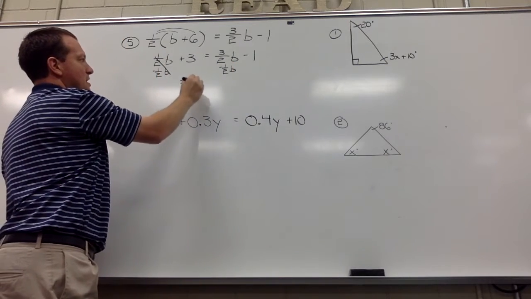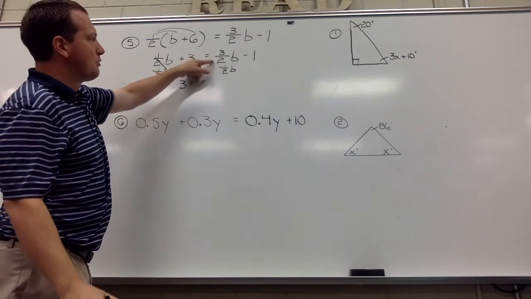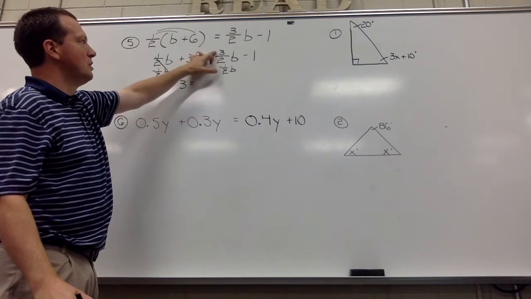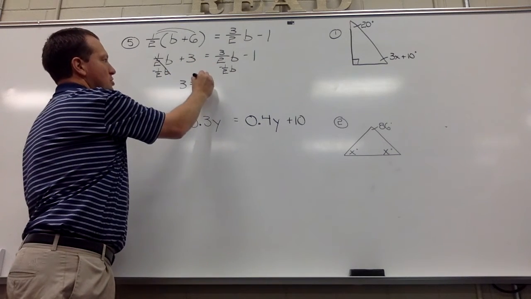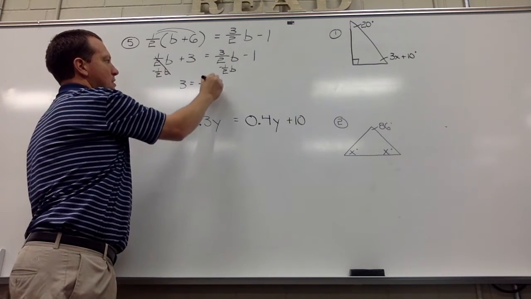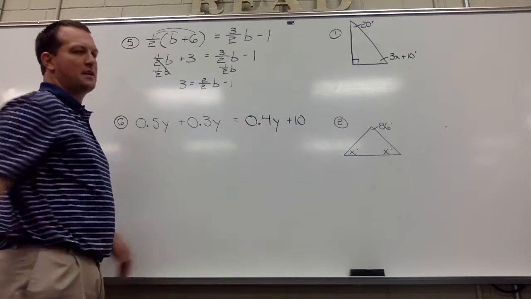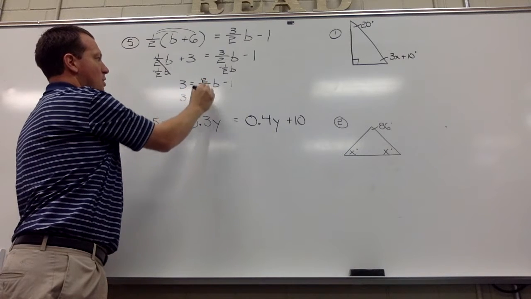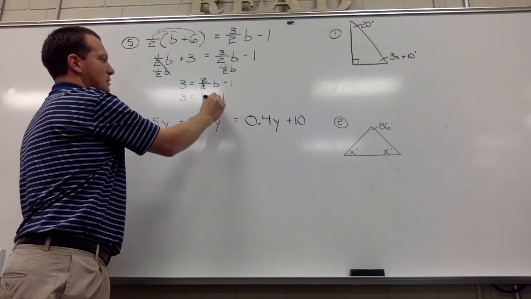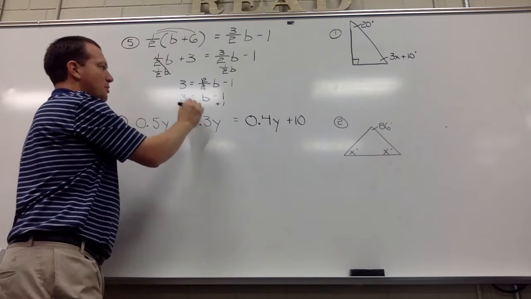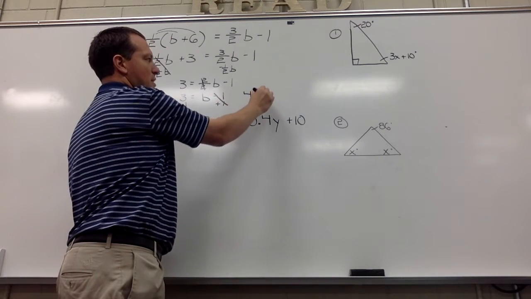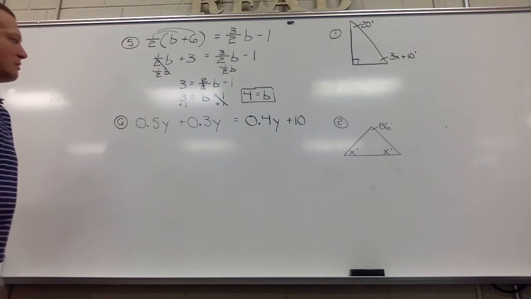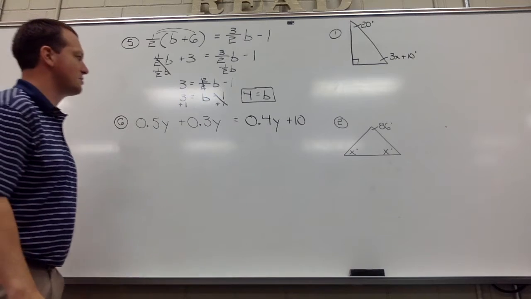So I'm going to have 3 equals, if I have 3 over 2 minus 1 over 2, notice I have a common denominator here of 2. So I'm just going to take 3 minus 1, which is 2 over 2, B minus 1. Well, 2 divided by 2 is just 1. So I have 3 equals 1b minus 1. Add 1 to both sides, 3 plus 1. 4 will equal b. Kind of a fun example there of my fractions canceling out in a sense.